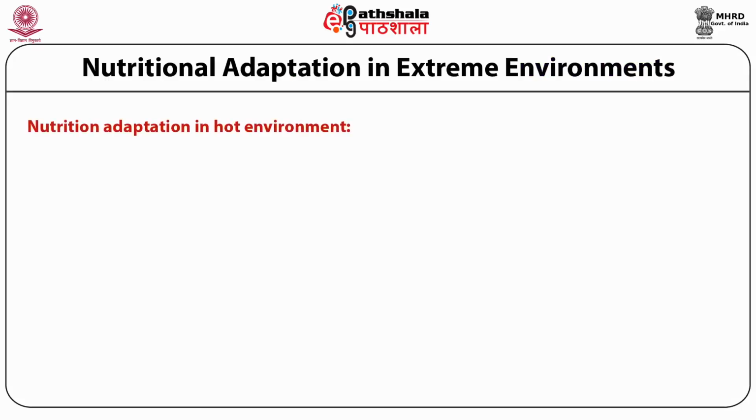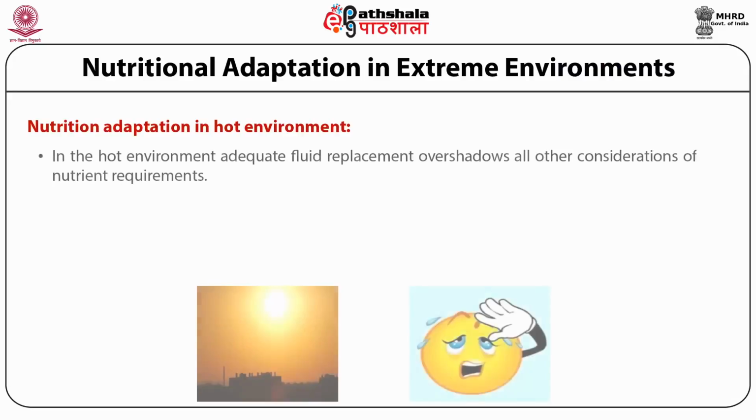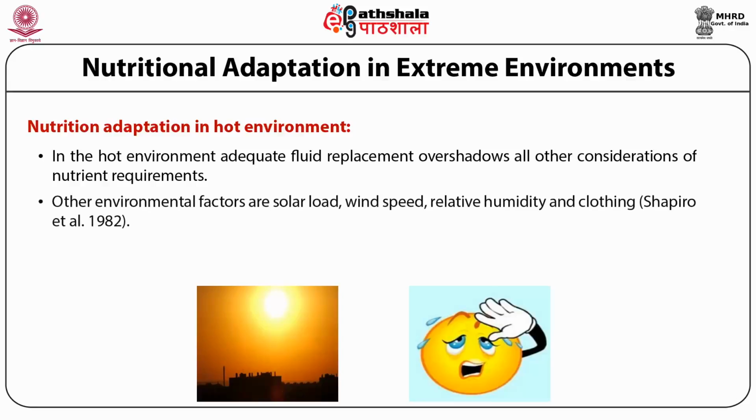Nutrition adaptation in hot environment. In hot environment, adequate fluid replacement overshadows all other consideration of nutrient requirements. Drinking adequate water in heat prevents dehydration, heat illness, and reduced performance. Hypohydration depends in large part upon sweat rate, which in turn is determined by workload and duration. Other environment factors are solar load, wind speed, relative humidity, and clothing.